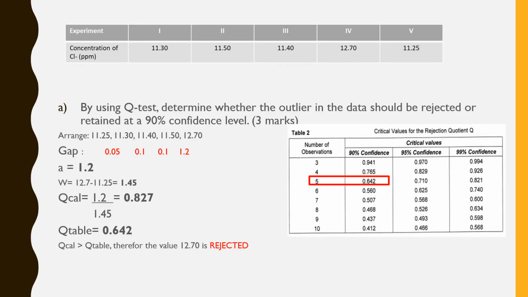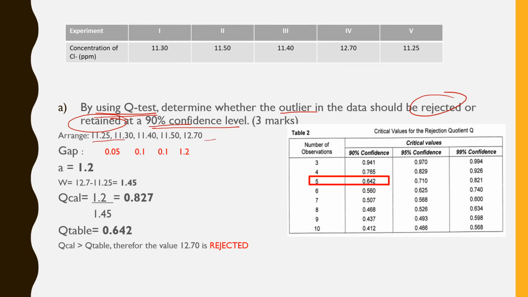Okay, so we go by question A. Using Q test is already mentioned here. Determine whether the outlier data should be rejected or retained at 90% confidence level. So as usual, you have to arrange the data first from lowest to the highest. So the lowest from data 5, 11.25, and then 11.30, and then 11.40, 11.50, last 12.70. Arrange from lowest to the highest.